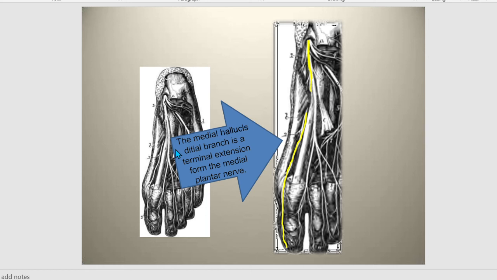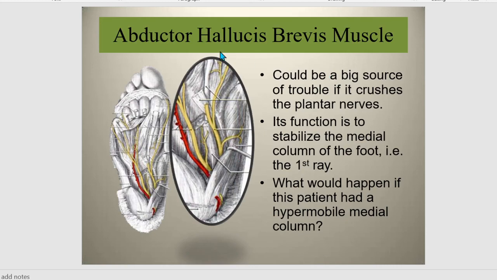Dira dapit siya sa imuhang abductor hallucis brevis. No kani? Abductor hallucis brevis. So, abduction, kani siya nga nerve, nga muscles. Could be a big source of trouble if it crushes the plantar nerves. Its function is to stabilize the medial column. The foot, the first tray, what would happen if this patient had a hypermobile medial column? Maipit yun, no? So, critical kaya na siya diri sa medial side.